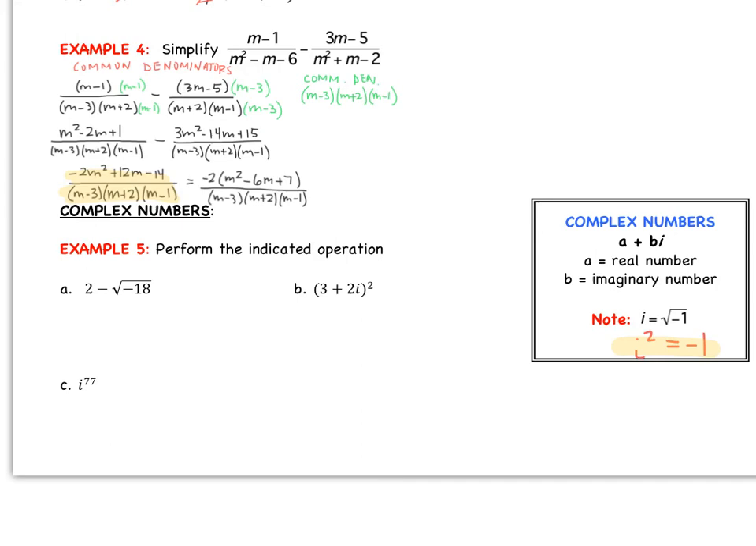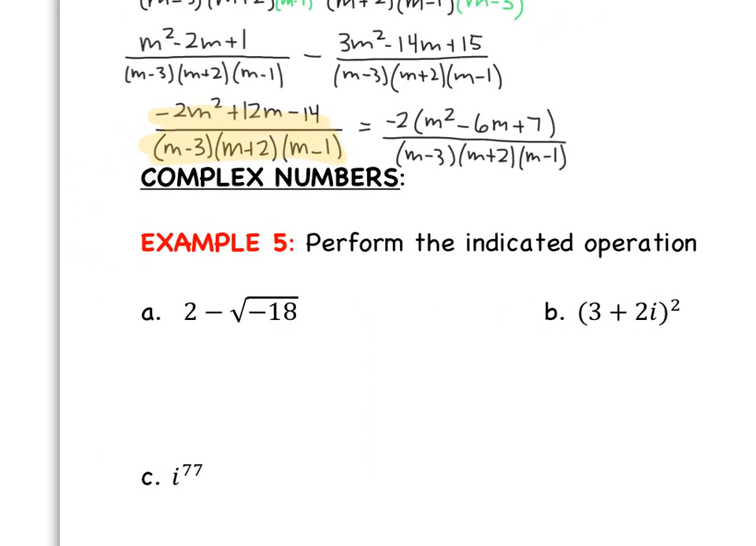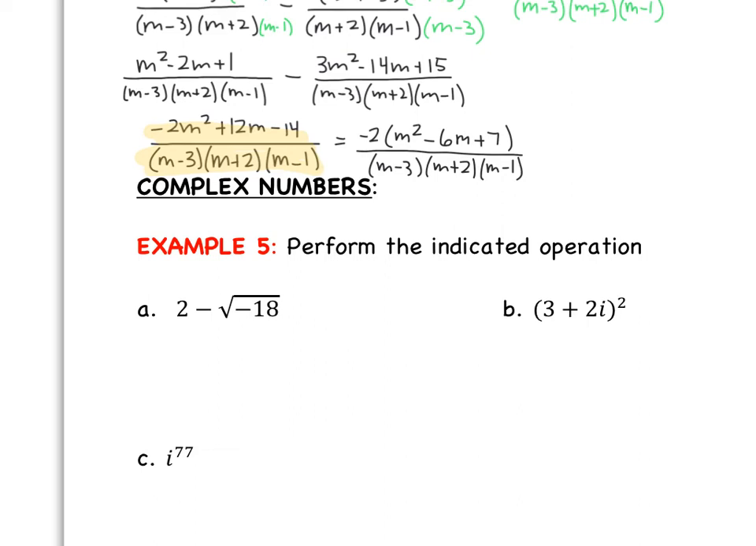So let's take a quick look at this first example here, where we have 2 minus the square root of -18. When I see the square root of a negative, I pull that out right away, and it becomes an i. So what we really have is 2 minus i times the square root of 18. And now we just simplify the square root of 18. The biggest perfect square that goes into 18 is 9. The square root of 9 is 3. So we are left with 2 minus 3i times the square root of 2 as our final answer.